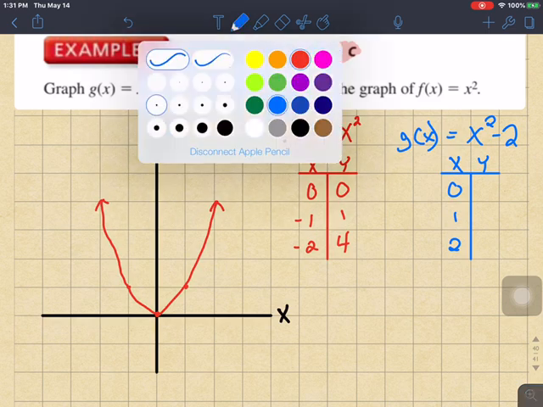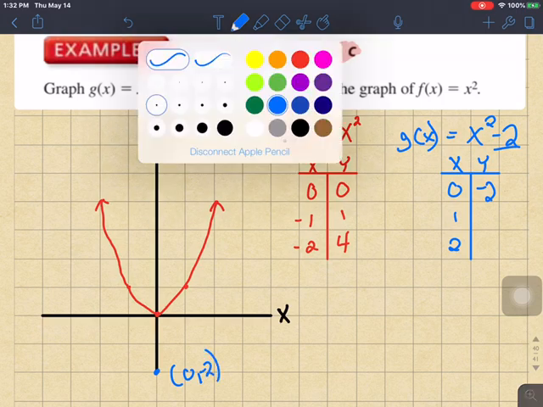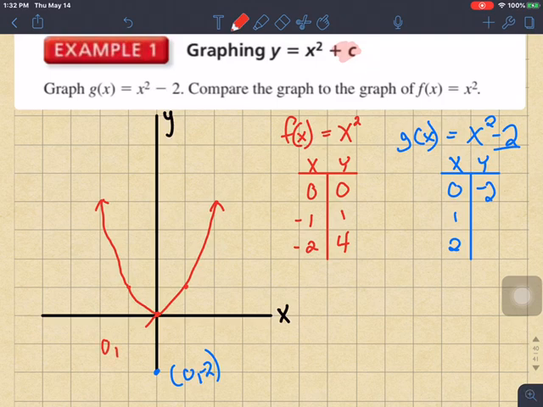Now, let's see what happens to the inputs and outputs when we put a -2 on the end there. g of x is x squared minus 2. So 0 times 0 is 0. 0 minus 2 is -2. So that puts the vertex of the second one down 2 spots, at (0, -2). The one in red, of course, is here at (0, 0). That's the effect that it has. It shifts everything down 2.